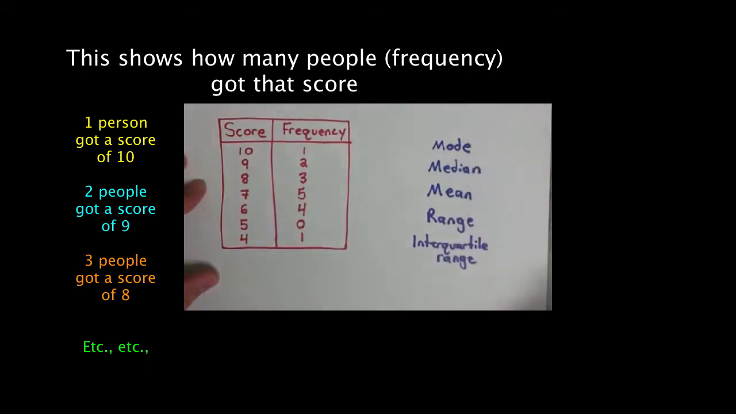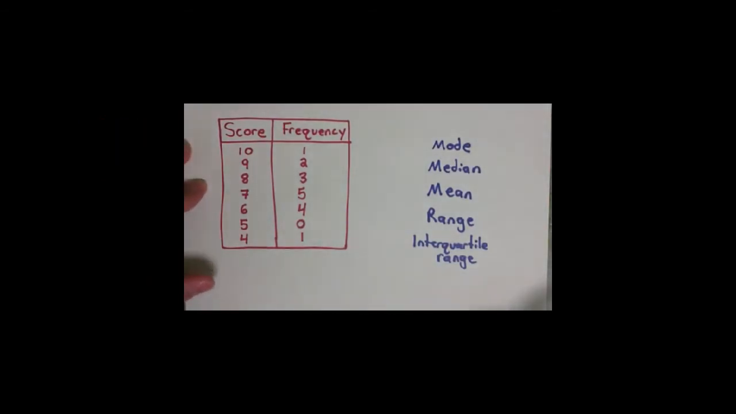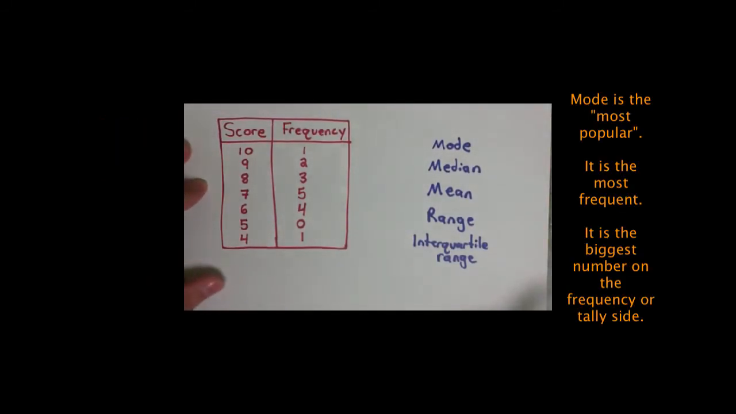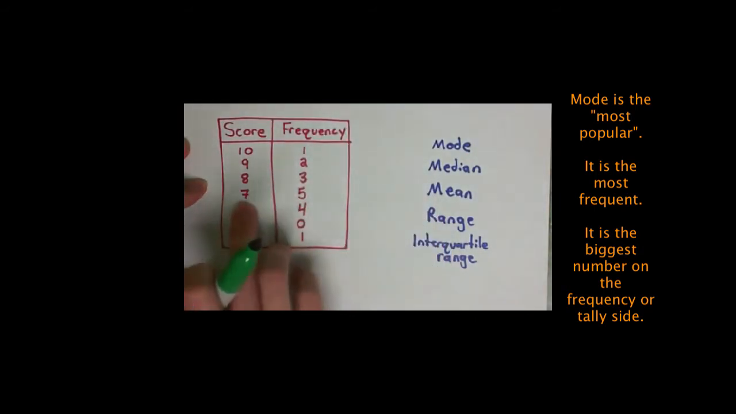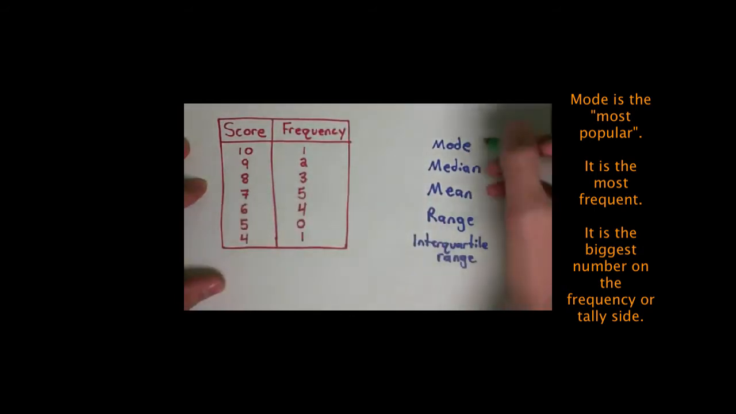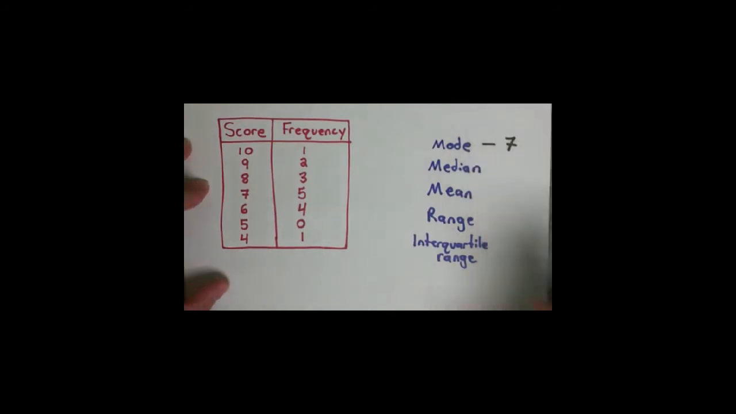Okay, to find the mode, that is not too difficult. The mode is the one that occurs the most, so the one that's the most frequent. So the highest frequency is the 7. The 7 occurred 5 times, so the mode is 7.